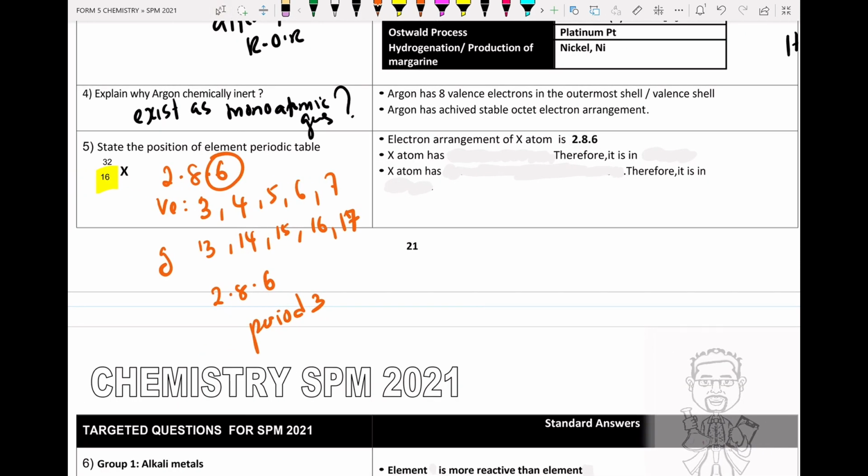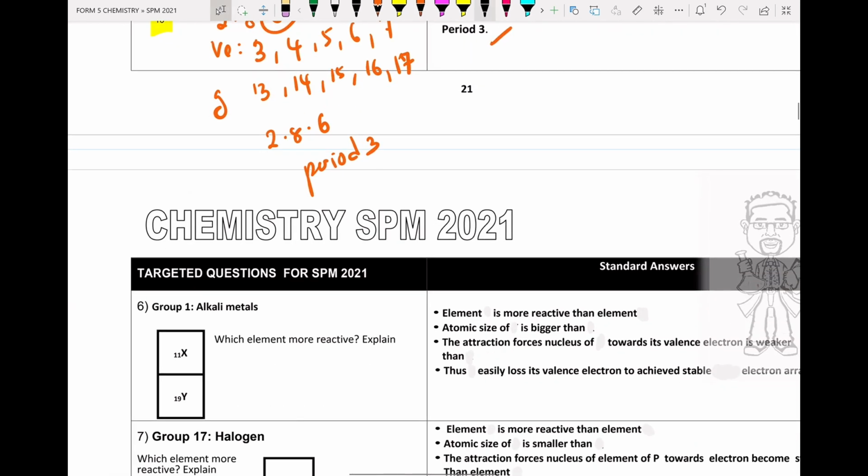So how to answer this one, explain. The electron arrangement of atom X is 2.8.6. Atom X has 6 valence electrons, therefore it is from group 16. Atom X has 3 shells filled with electrons, therefore it is from period 3. So here is the answer. So we go for the next one.